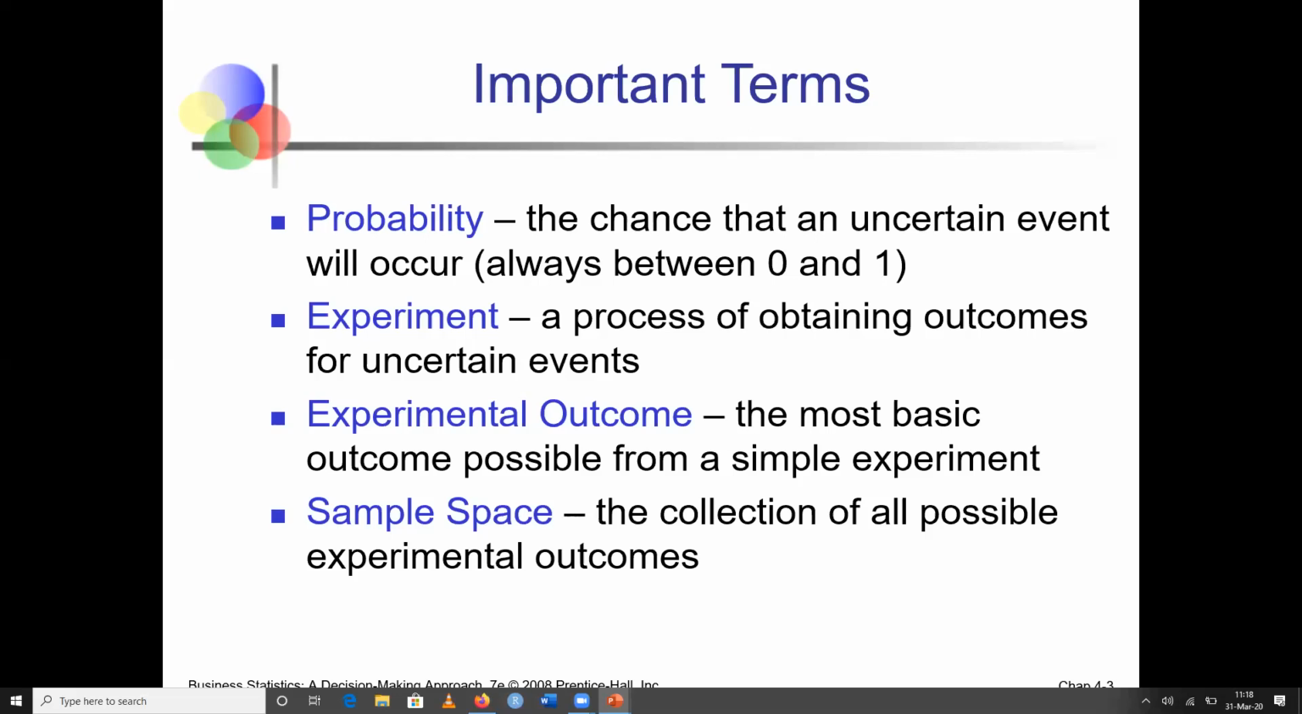So what is an experiment? An experiment is the process of obtaining the outcome of uncertain events, or we can say a complete process with a specific purpose or specific objective. So we have two main kinds of experiment. First is experiment, and second is random experiment.